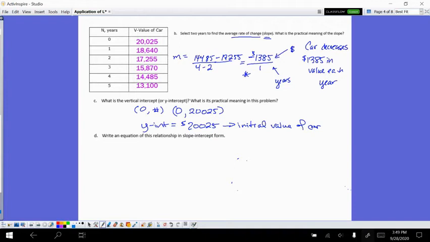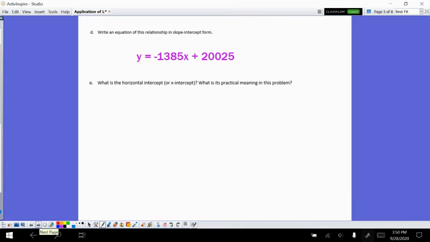Now that we know the slope and the y-intercept, we can say the value of the car based on number of years is negative 1385 n, for number of years, plus our intercept of $20,025. Some people, because it's a loss of value, prefer to write the equation this way with the intercept first and the slope following. Either way is correct. In either case, our slope is negative 1,385. That was the equation that we wrote.